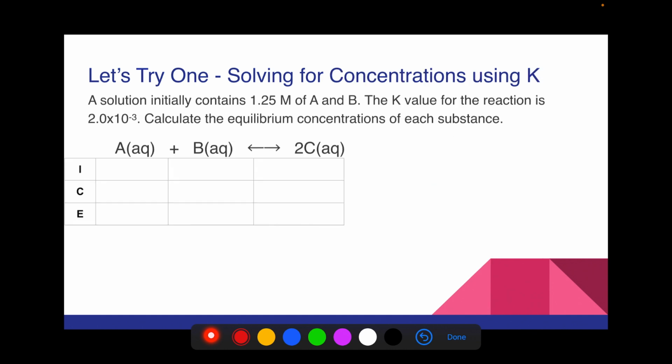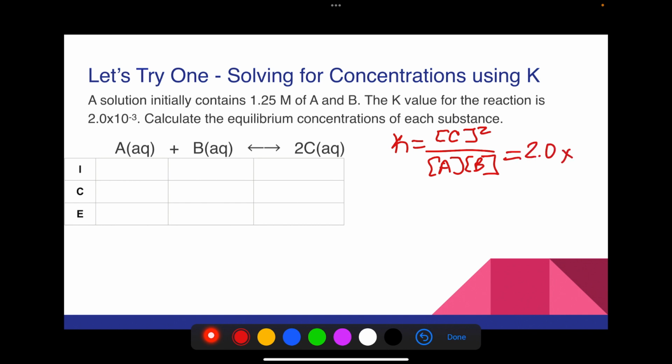This is a little bit trickier. So I'm going to start once again by writing out my K expression. Notice it's the same equation, so it's going to be the concentration of C squared over the concentration of A times the concentration of B. And in this case, we're actually given the K value, so I'm going to go ahead and put that in here so that we can keep track.